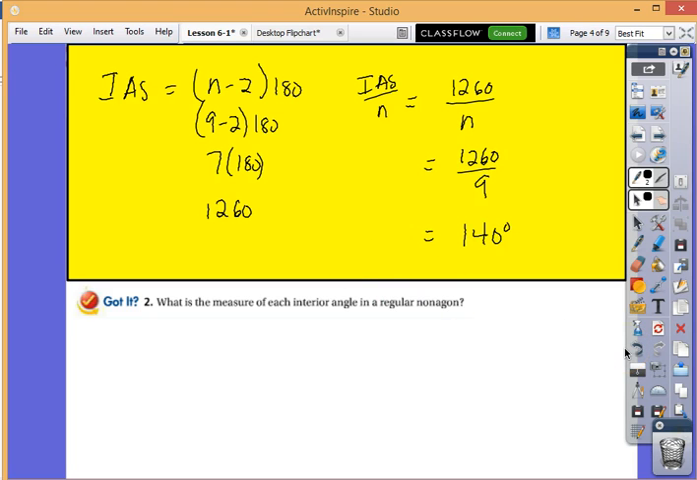So hopefully you're seeing a pattern here. Regular triangles have angles that are 60. Regular quadrilaterals have angles that are 90. Regular pentagons were 108. Regular hexagons were 120. Regular nonagons were 140. The bigger the number of sides, the bigger each angle measures. And that makes sense because the interior sum gets bigger and bigger too.